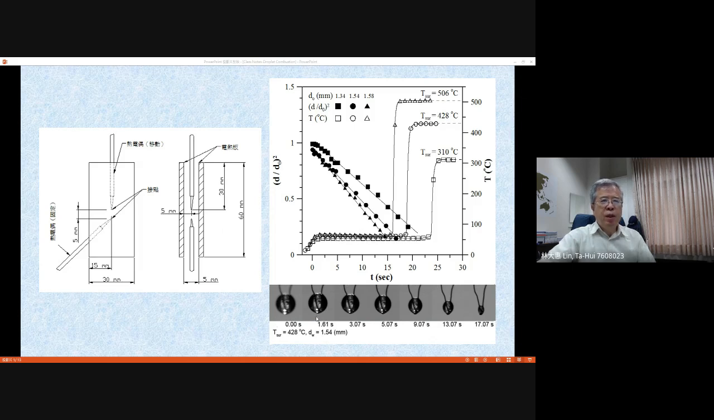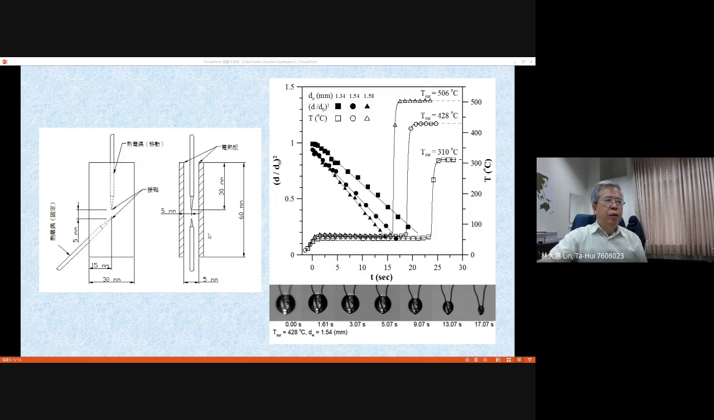This is a time series of pictures starting from 0 seconds. In this case we use water as an example. This is a spherical water droplet perfectly attached to the junction of your thermocouple. And this thermocouple is basically moving. Why are we moving this thermocouple?